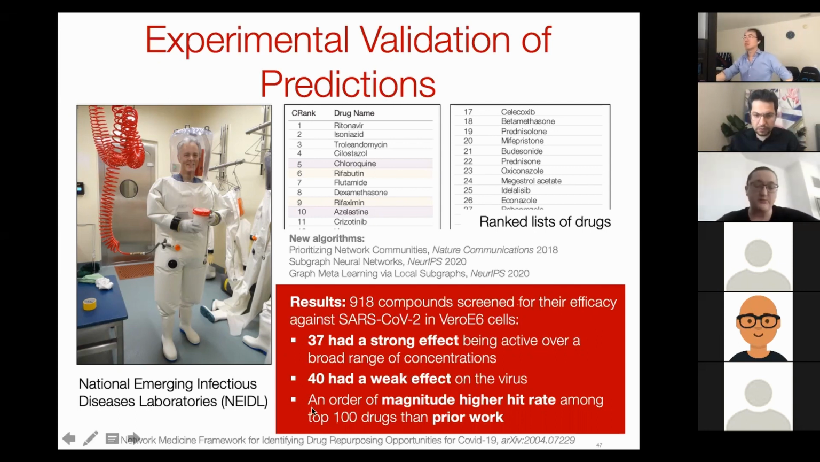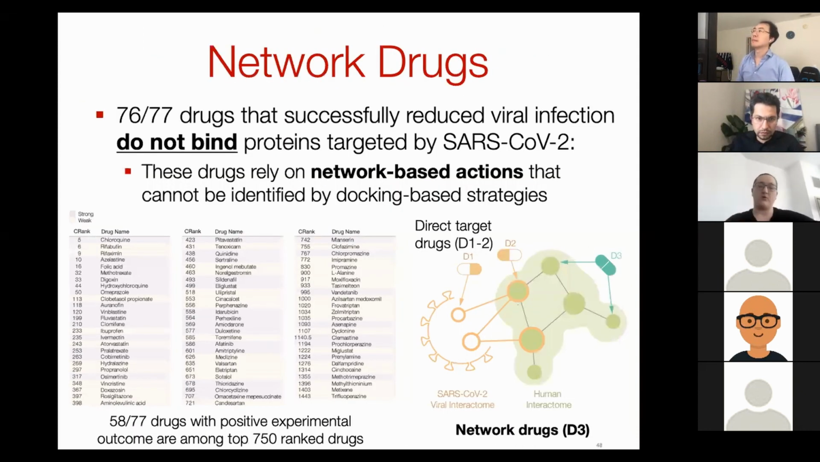And from the computational standpoint, that meant that we had an order of magnitude higher hit rate among the top 100 drugs than prior work. A random brute force search would be expected to yield around 2% of drugs among the top 100 in the predicted list. This ranked list of drugs generated by our AI methodology yielded a 9% hit rate, which is an order of magnitude better than what would be possible before.